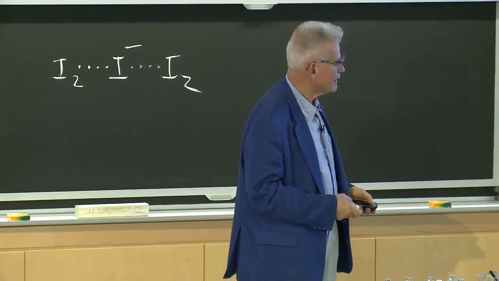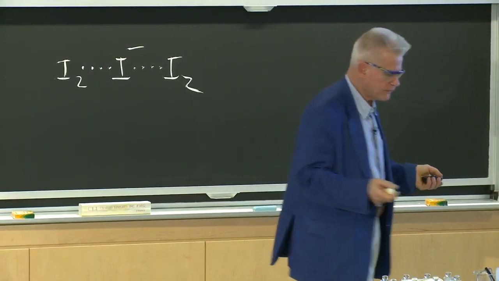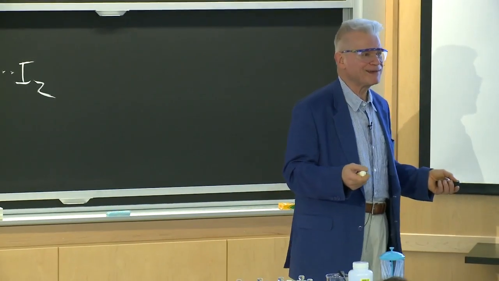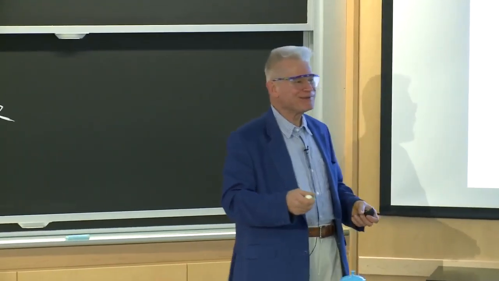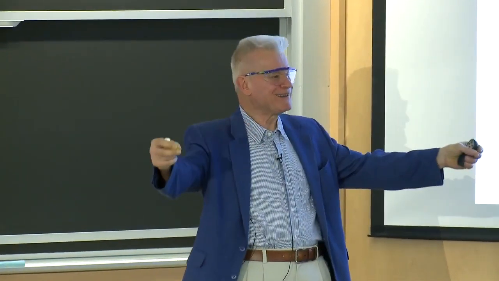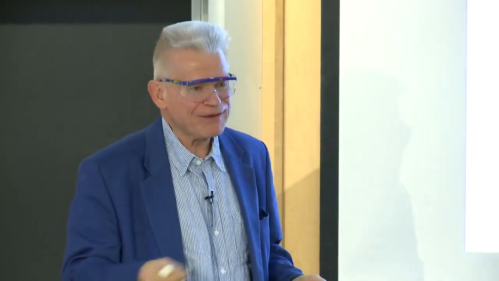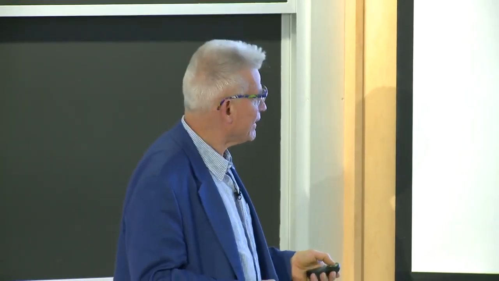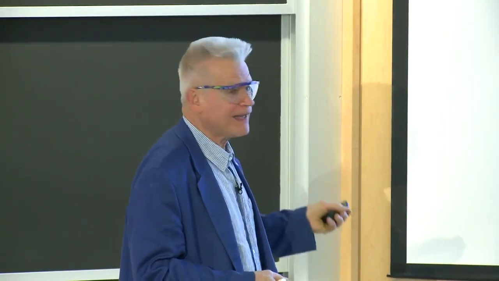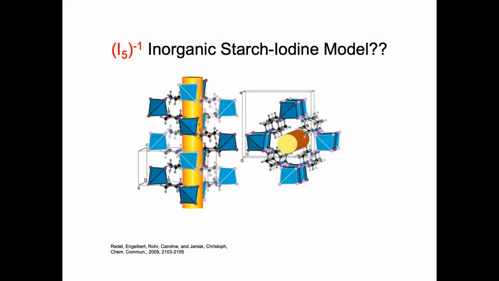That's the key thing. There are different people. Some people still believe it's I3 minus. There's somebody else out there saying, no, it's a polyiodide. There's always going to be some controversy, but they're working on it. I like I5. And someone actually made an inorganic complex to make it look like starch, and they proved it was I5. But even after this paper came out, there's still a lot of controversy.